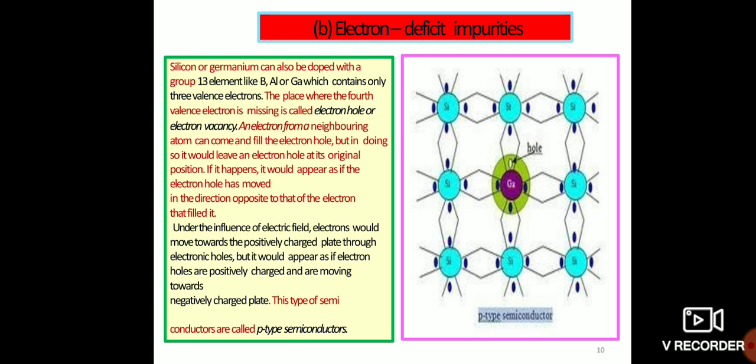Now, if an electric field is applied, the neighboring electron jumps to the hole, and it seems that the hole is created at the original position of the electron. It seems that when an electric field is applied, the hole is moving towards the negative charge and the electron is moving toward the positive charge. As this type of semiconductor is generated with the help of positive charge, that is the hole, it is known as a P-type semiconductor.